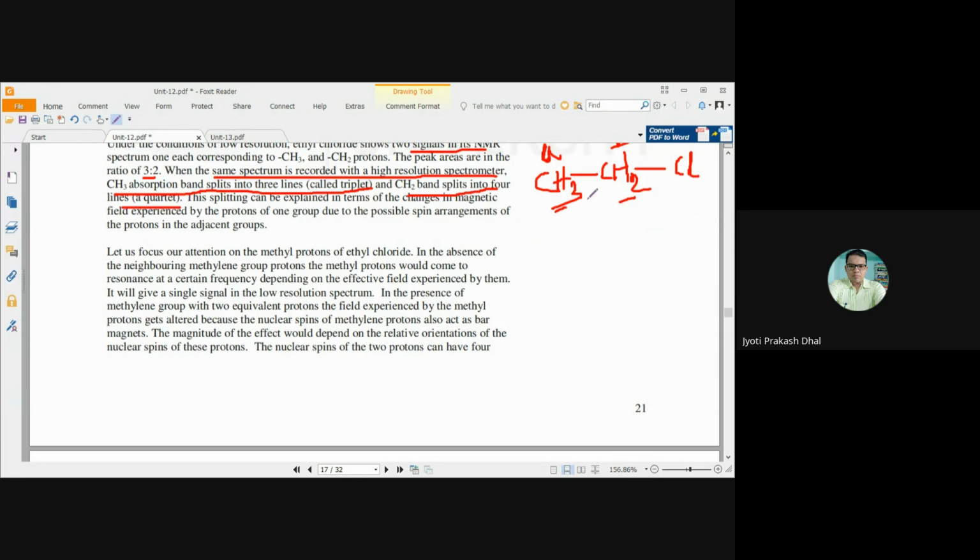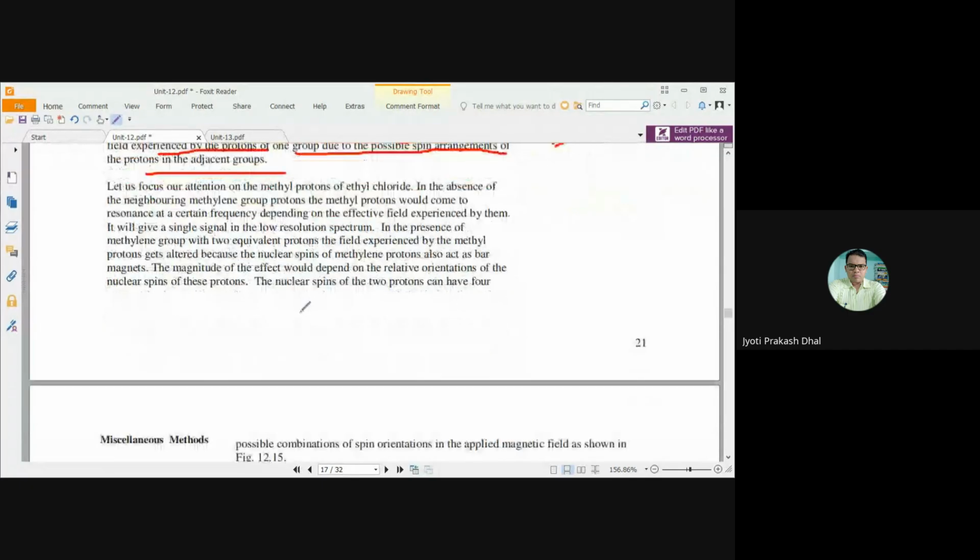So the CH3 absorption band will split into three lines, that is a triplet, and the CH2 absorption band will split into four lines, that is called a quadruplet. This splitting can be explained in terms of change in the magnetic field experienced by the protons in one group due to possible spin arrangement of the protons in the adjacent groups.